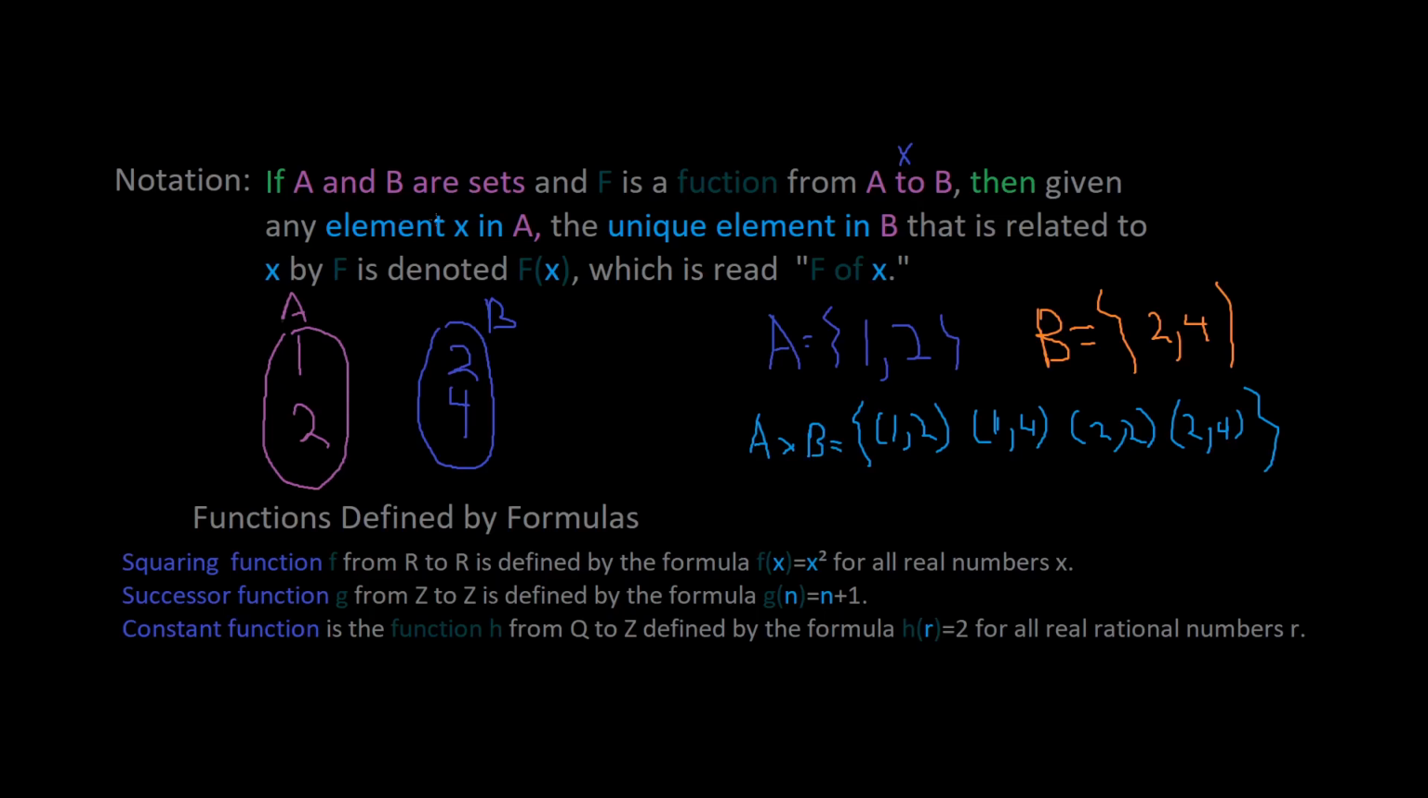And so now it says if A and B are sets, and if f is a function from A to B, which we defined right now, then given any element x in A, which are here, the unique element in B that is related to x by f is denoted f of x, which is read f of x. So now we just defined what a function is. So let's say this is related to that, and that's related to that. And so we have to do the relation, right? And what was the whole point of doing the relation with the R?